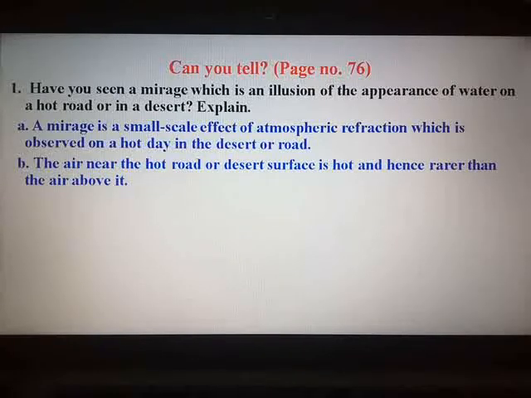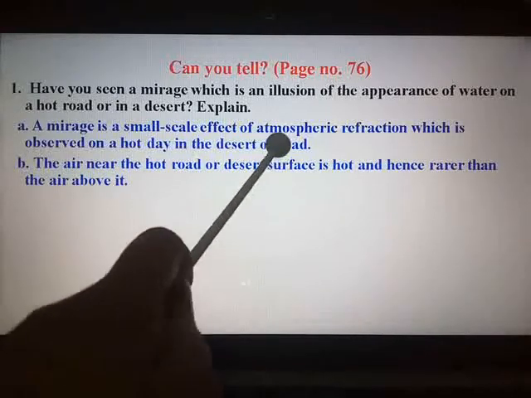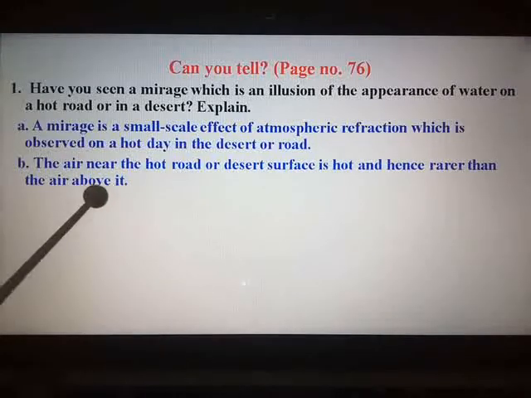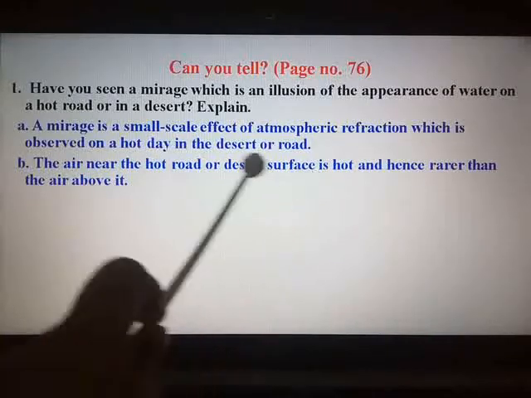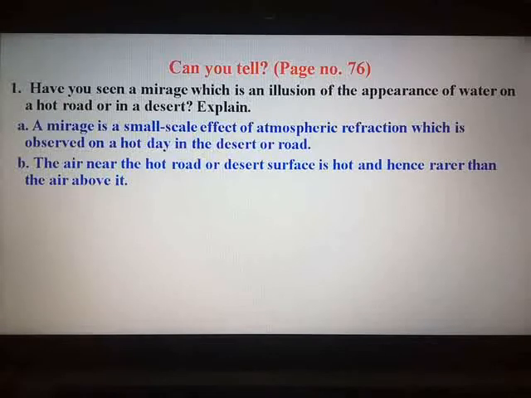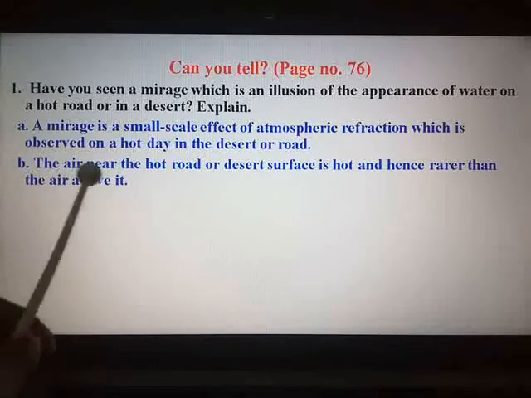Point number 2 is the air near the hot road or the desert surface is hot and hence rarer than the air above it. The air which is in contact of the hot road or the desert surface is much hotter than the air which is above it. So that should be your second point, page number 76 in your textbook. The very first paragraph, second line, third word. The air near the hot road or the desert surface is hot and hence rarer than the air above it. The part about the holy flames you can cancel off.